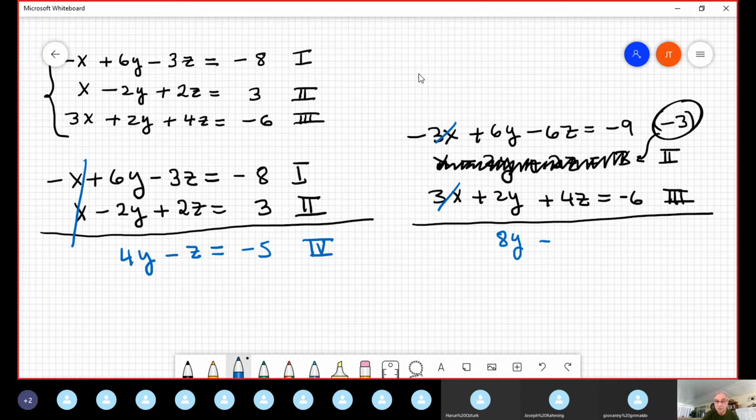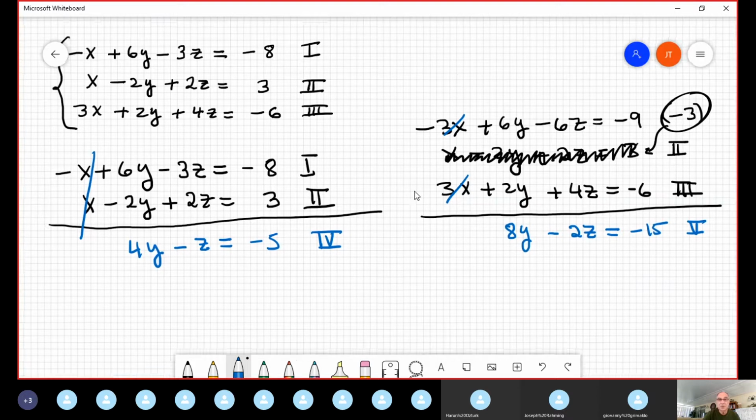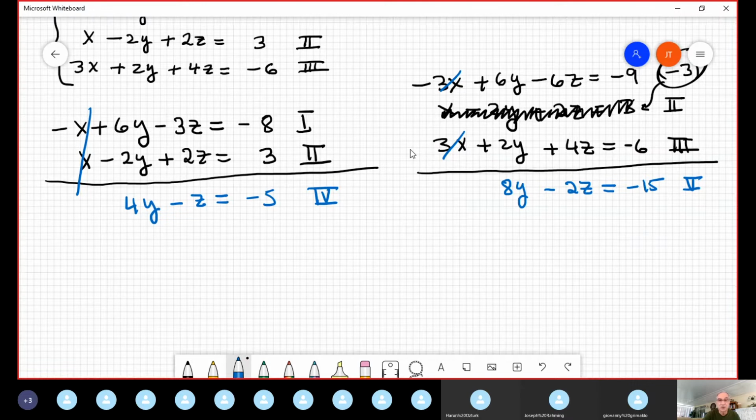This is minus 2z. Negative 6 and positive 4, and this is negative 50. And this is my equation number 5. Now I put together 4 and 5. In that moment, we have a system of equations that contain 2 unknowns.